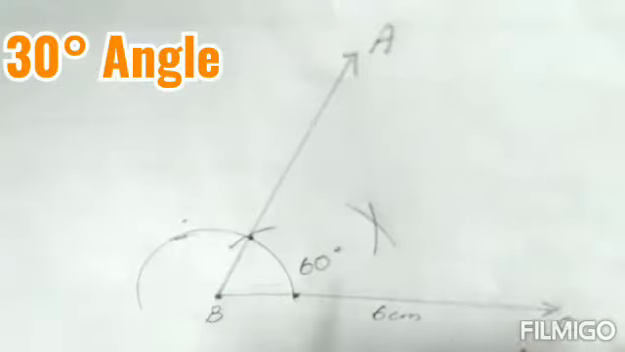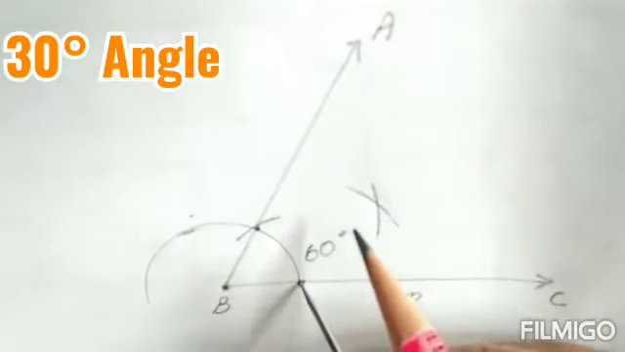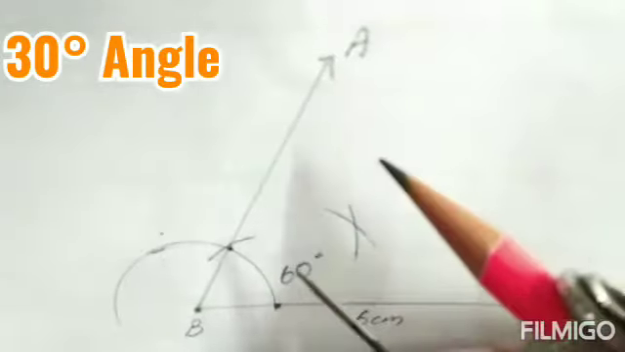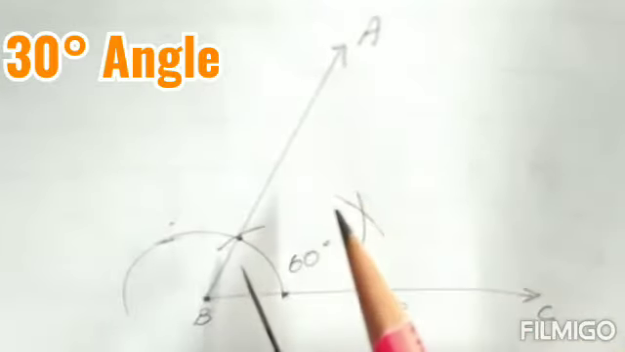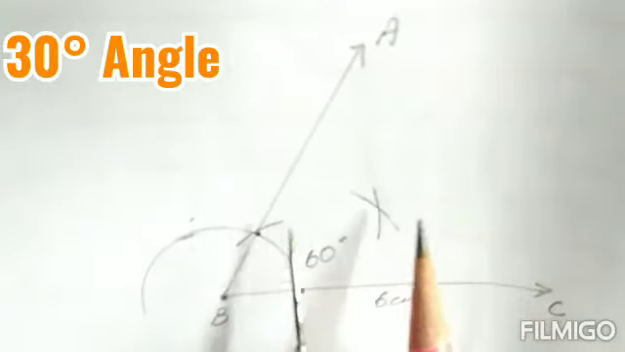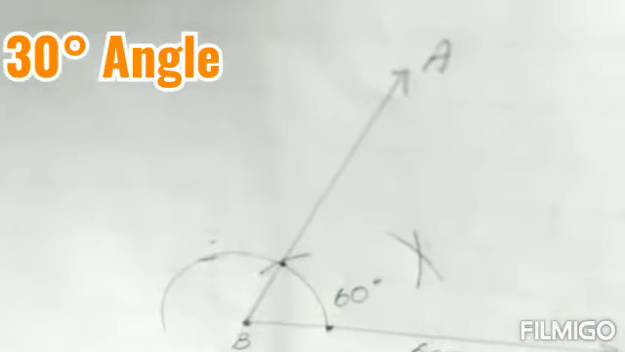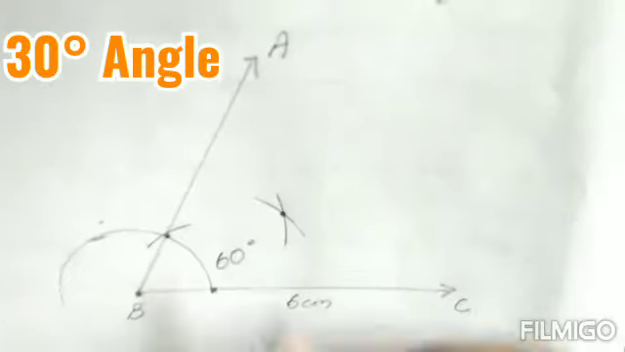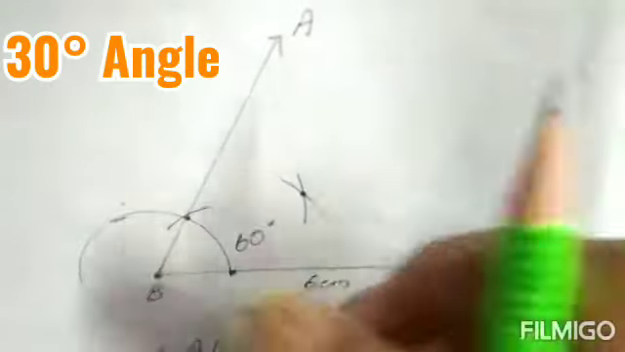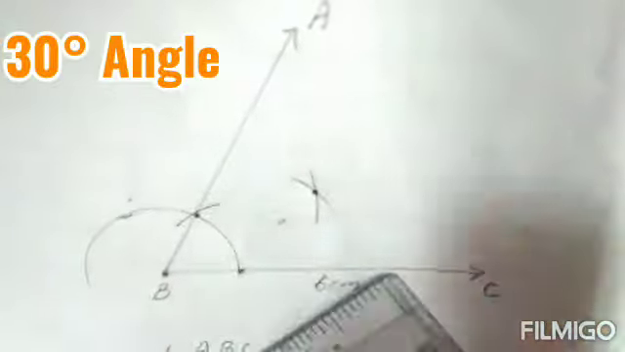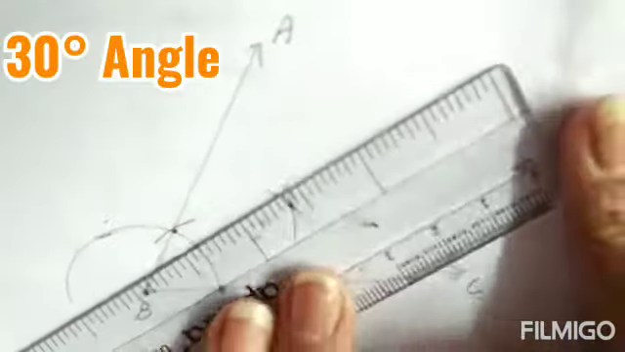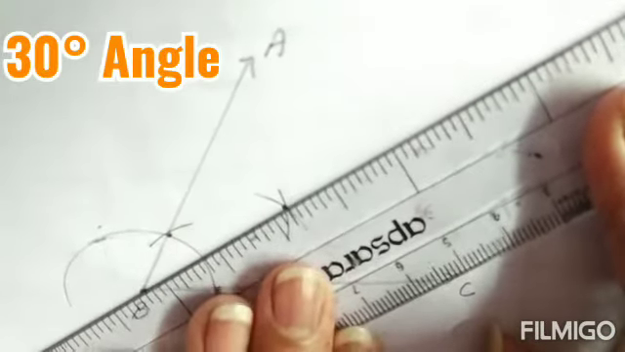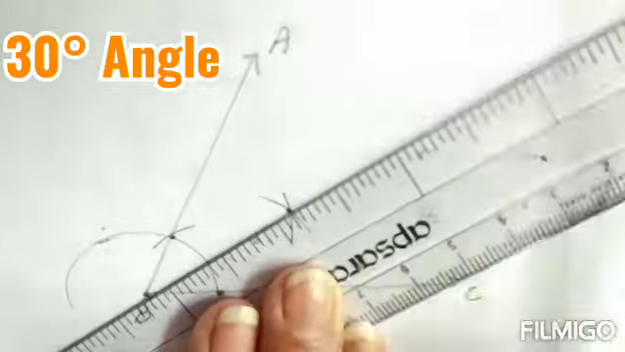See? First I kept it over here where it was touching the baseline and I had drawn the arc. Second, without changing the opening of the compass, I had put it at the second arm and then again I had cut. Now look at it. I have got another point, children, this point where the arcs have intersected each other. And now if I join both these points together, I will get the 30 degree angle that is required, right?